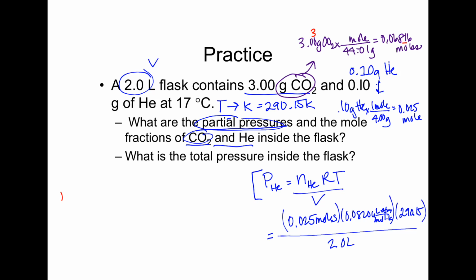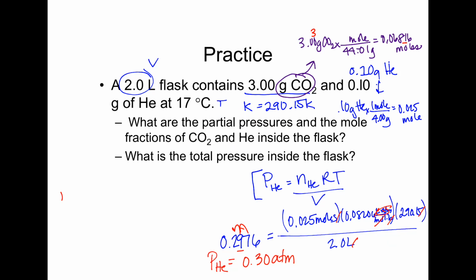On my calculator, I got 0.2976. I'm still just going to get 2 sig figs, so I'm going to have to round up there, 0.3 liters. So, not liters. My units are, let's see, liters cancels out, Kelvin cancels out, moles, it's atmospheres.